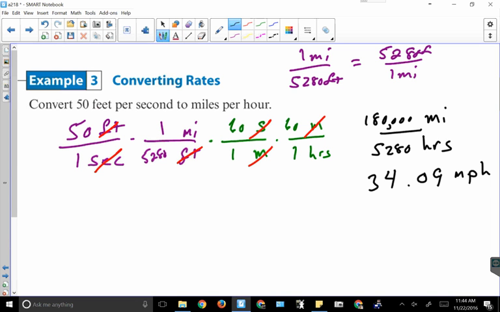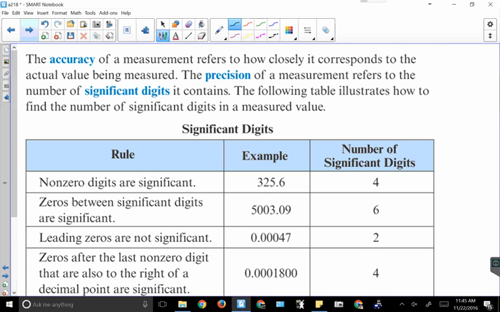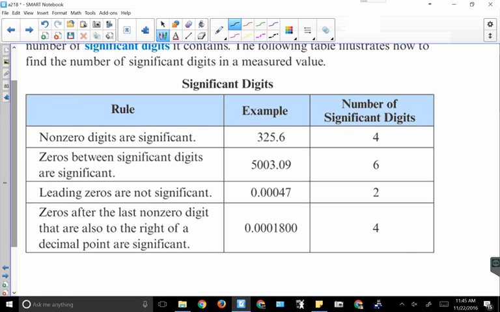So you're not going to get these things to come out nice and even all the time and have some kind of ugly numbers in here. So sometimes what we have to do is worry about how accurate our answer is, how precise our answer is. So that brings us to these ideas. Accuracy refers to how close it corresponds to the actual measurement being made. Precision talks about how many significant digits that we've got. Okay? So, we do got some rules for this. Non-zero digits are significant. Okay?